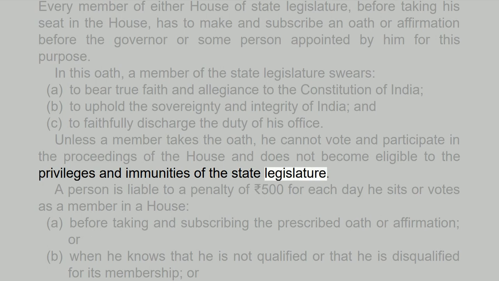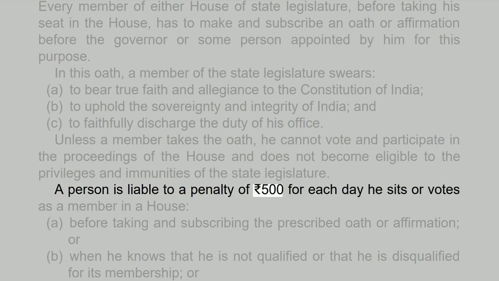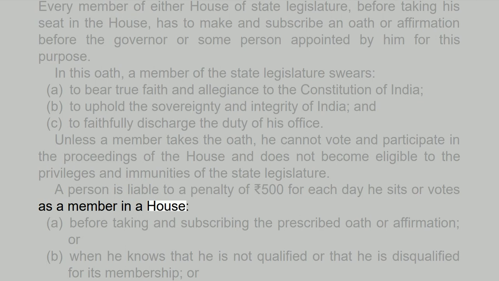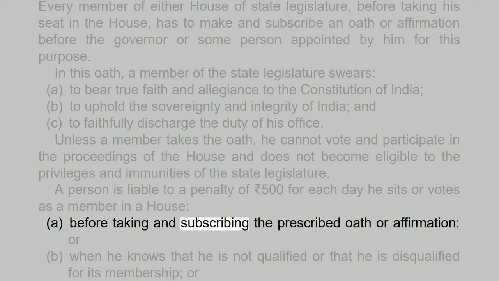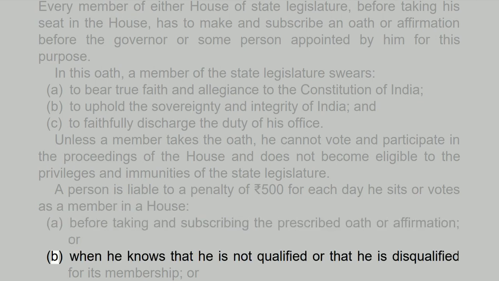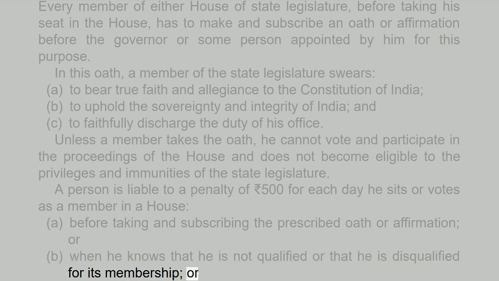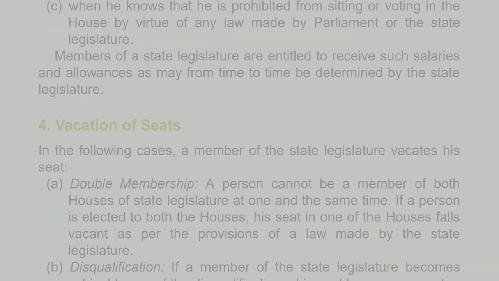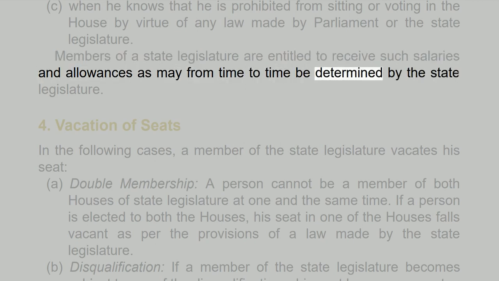A person is liable to a penalty of 500 rupees for each day he sits or votes as a member in a House: A. Before taking and subscribing the prescribed oath or affirmation, or B. When he knows that he is not qualified or that he is disqualified for its membership, or C. When he knows that he is prohibited from sitting or voting in the House by virtue of any law made by Parliament or the State Legislature. Members of a State Legislature are entitled to receive such salaries and allowances as may from time to time be determined by the State Legislature.